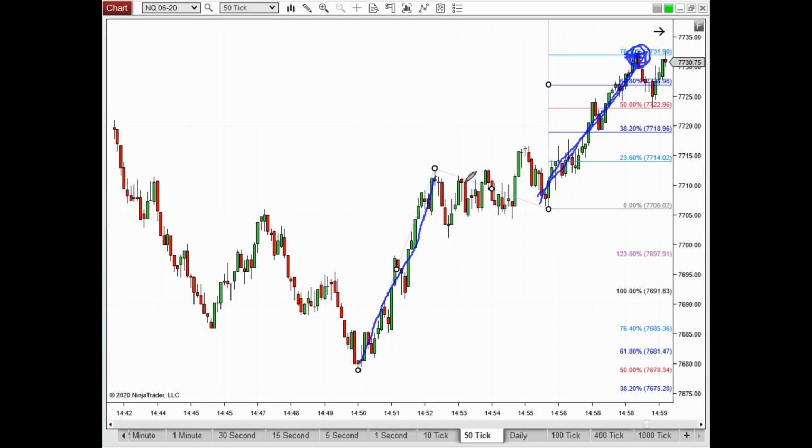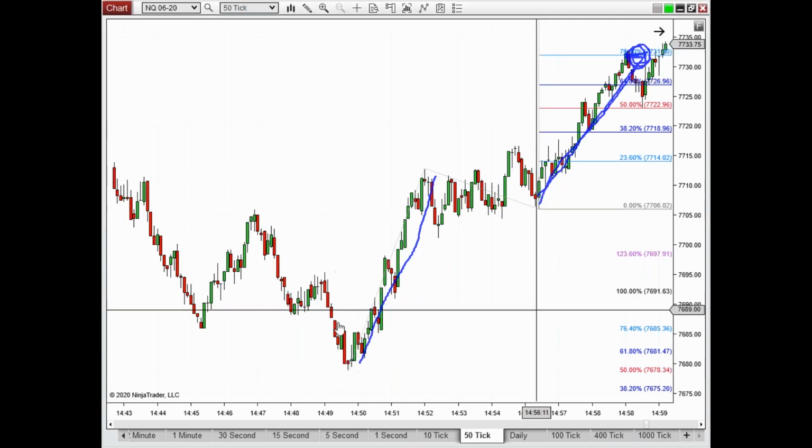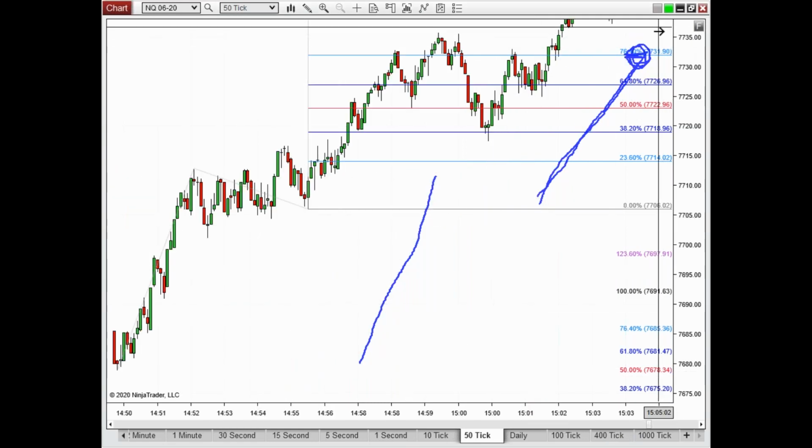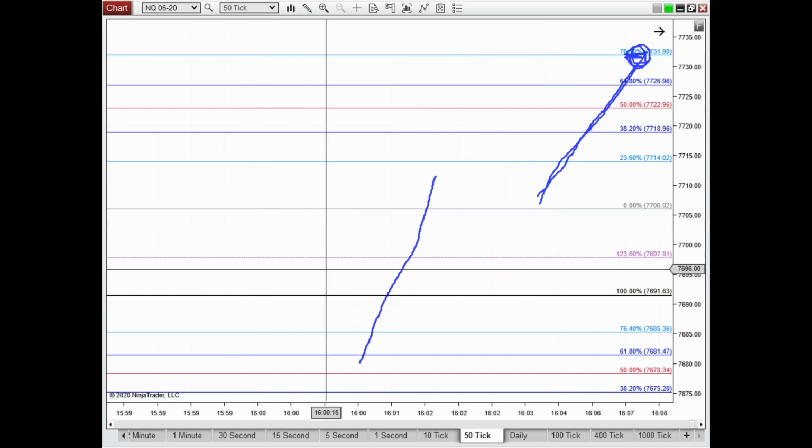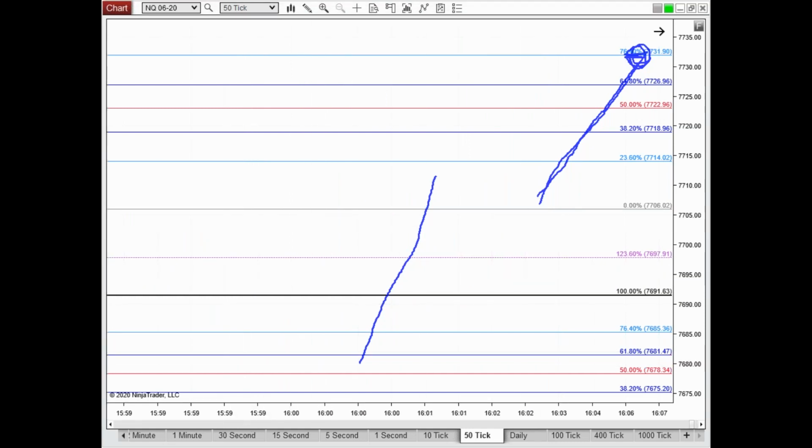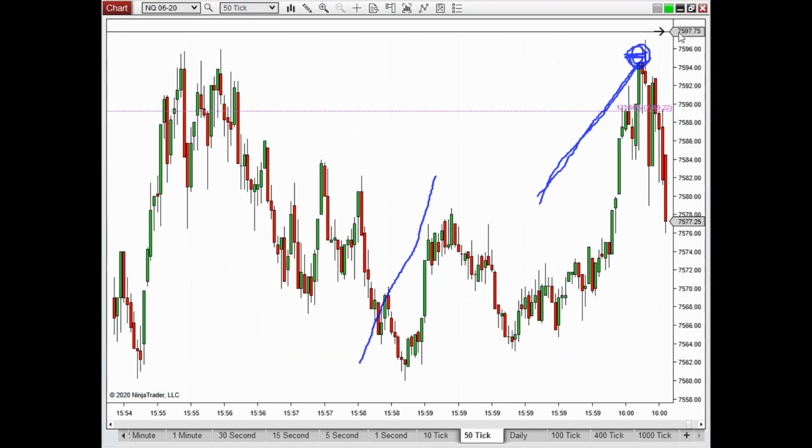Now the opposite can also happen. So let's say, for example, we get a move. Flip this over and fix that there. Try that again. All right.